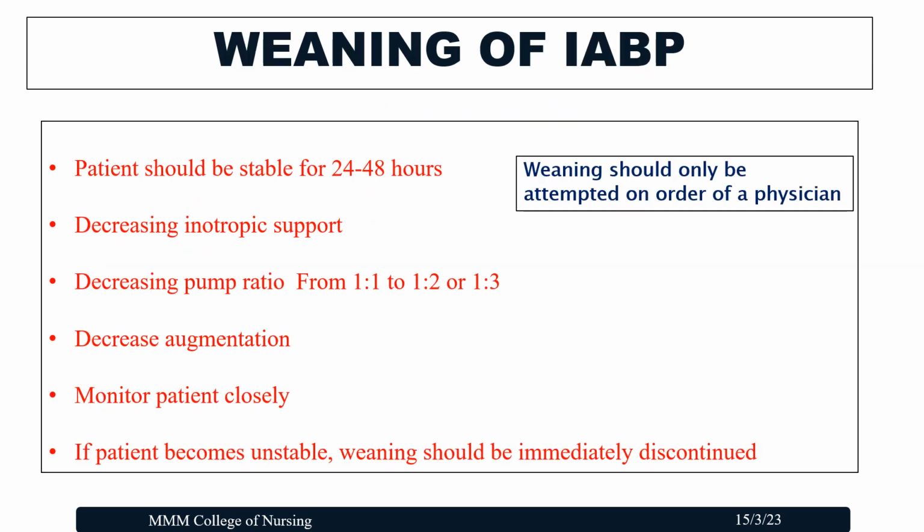So, weaning of the IABP: when can we remove the IABP? We should consider that weaning should only be attempted on the order of a physician. Without the physician's order, we should not remove the IABP. When we can plan for weaning: the patient should be stable for 24 to 48 hours, with decreasing inotropic support, decreasing the pump ratio from 1 is to 1 to 1 is to 2 or 1 is to 3, and decreasing the augmentation, while monitoring the patient closely. If the patient becomes unstable, weaning should be immediately discontinued.